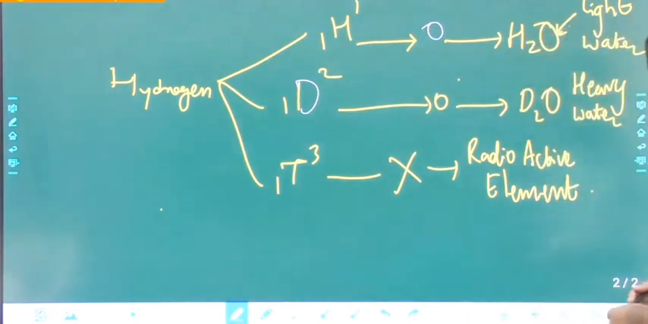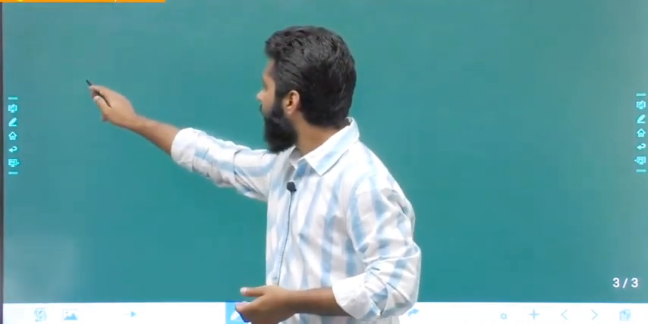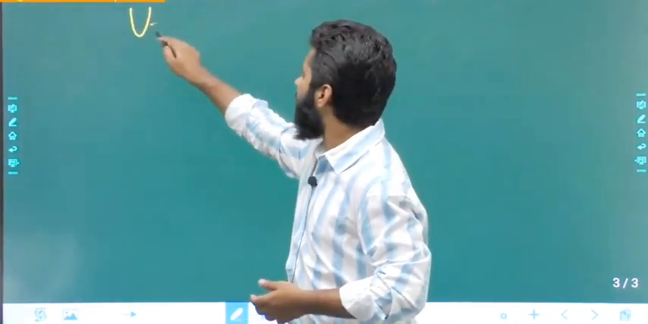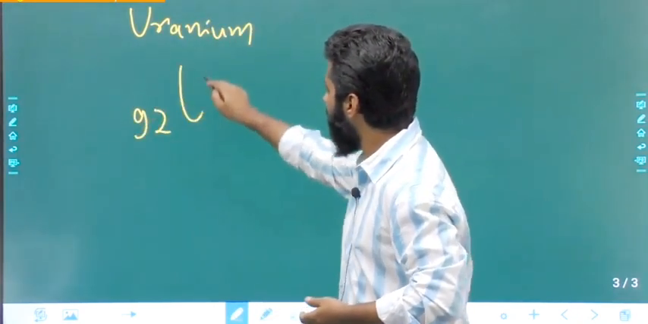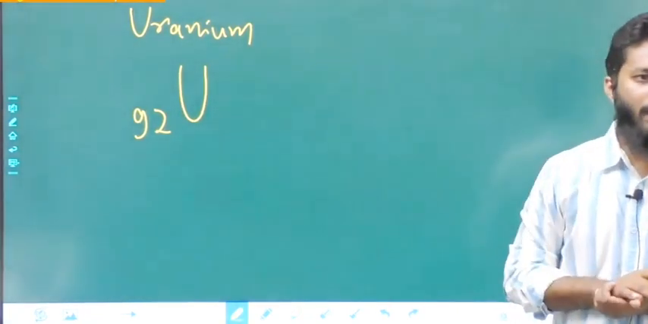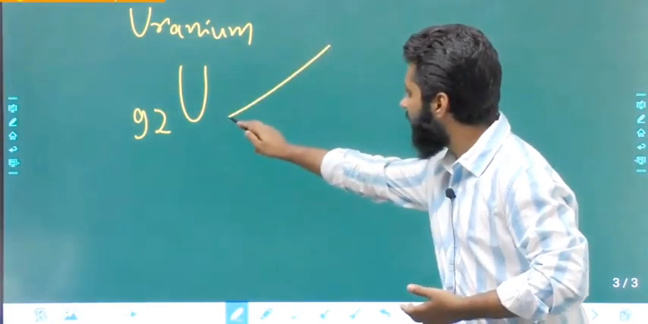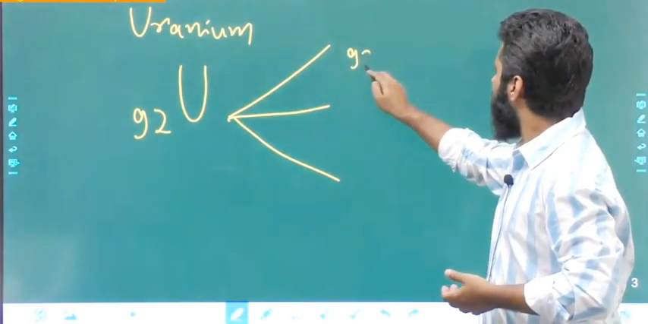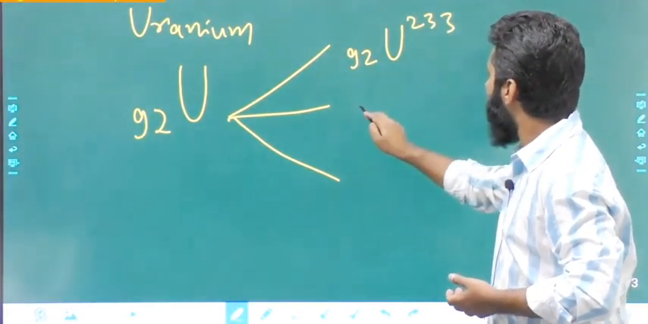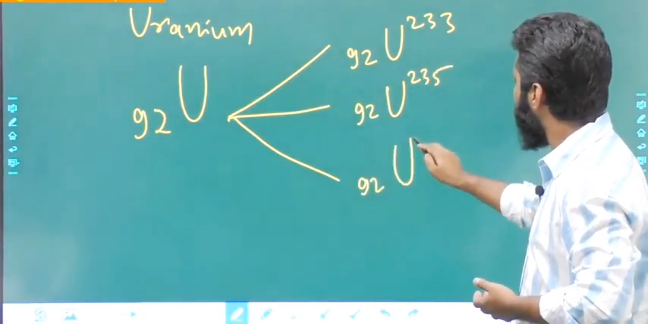Similarly, as we have three isotopes of hydrogen, we have many isotopes of uranium. Its atomic number is 92 and it has different mass numbers. Isotopes are nothing but the same atomic number but different mass number. We have many isotopes, of which three are important. We will discuss three isotopes of uranium: uranium 233, uranium 235 and uranium 238.